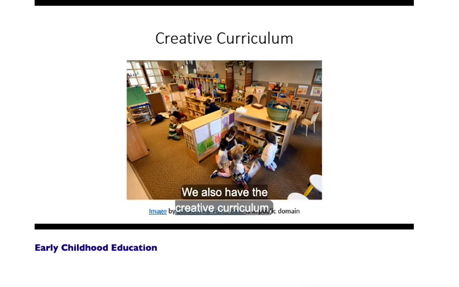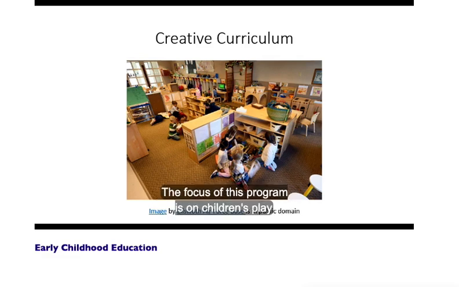We also have the Creative Curriculum, which is a commercial program. This happens to be a classroom on an Air Force base that's using it, that I found an openly licensed image for. And it was created by Diane Trister Dodge, and then some other people have joined those efforts. So if you look at their materials now, there are additional authors on those.